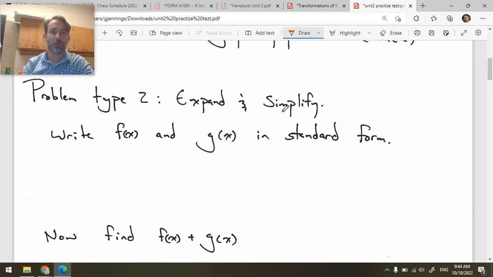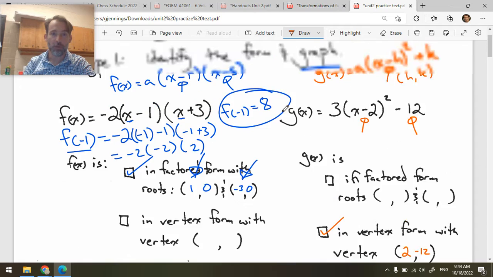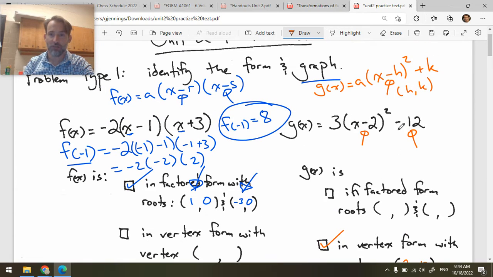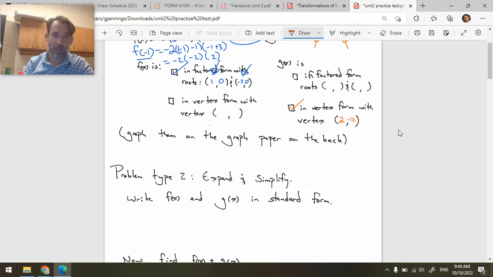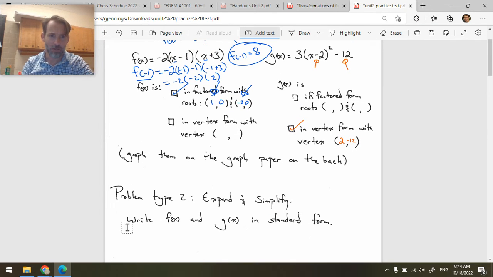Now we're going to be looking at problem type 2 where we're expanding and simplifying. We're working with these functions, f of x and g of x. So my first step is to copy them out carefully. I'm just going to zoom out and do that. And I'm going to try it this way to do it very beautifully.